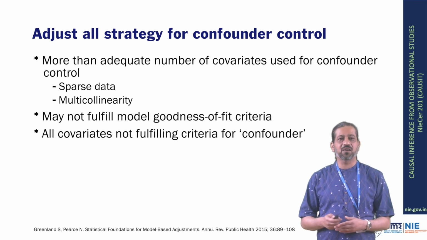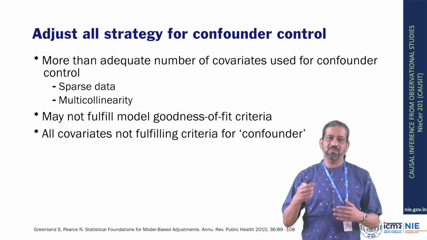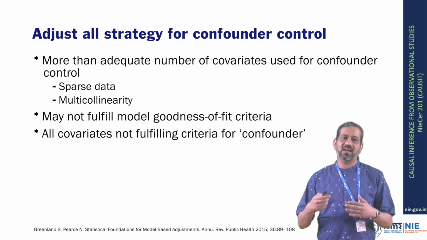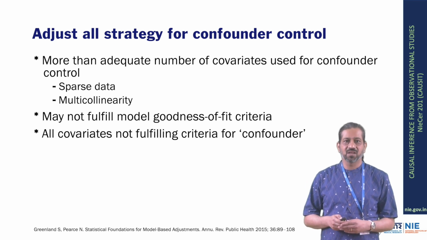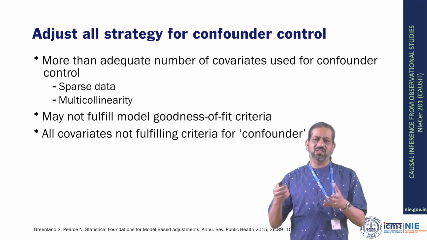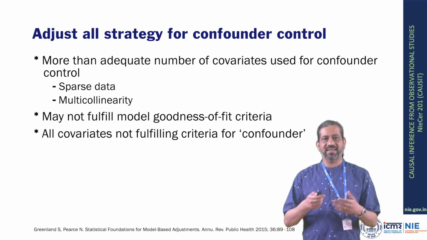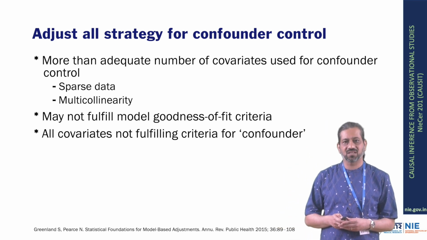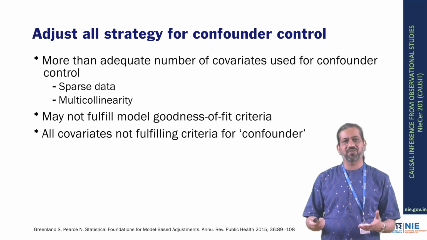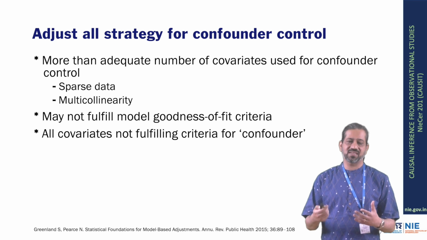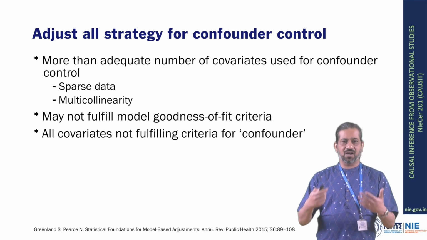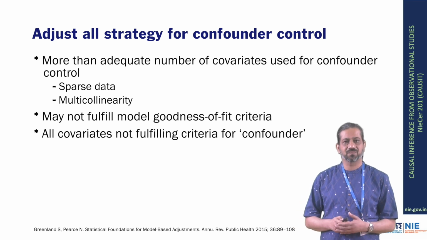There could also be a problem of multicollinearity because there may be multiple covariates which are correlated to each other and hence again can lead to the issue of sparse data. In fact, even the largest studies can become relatively small compared to the number of covariates that may be selected based on the adjust all strategy. And hence, such models may not in fact fulfill the goodness of fit criteria, which is more often used to assess whether a certain model is appropriate for fitting the outcome and the exposure relationship.